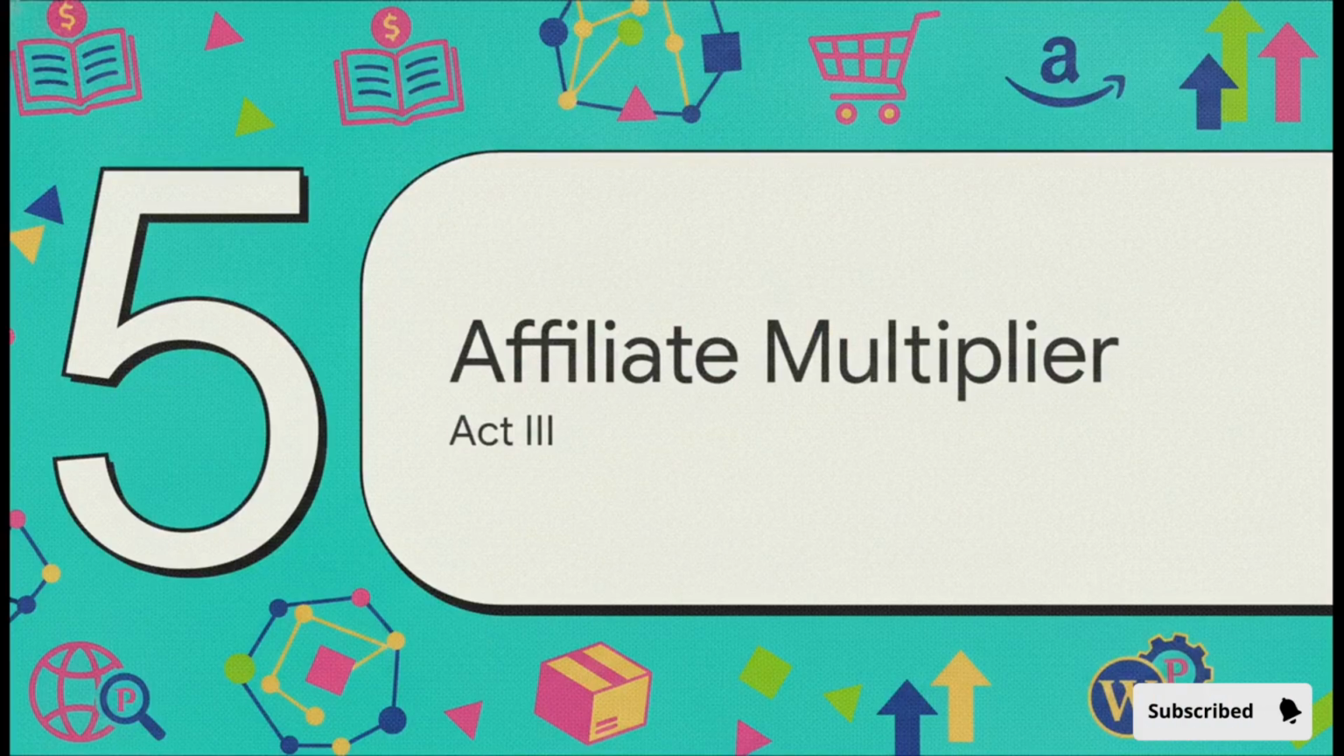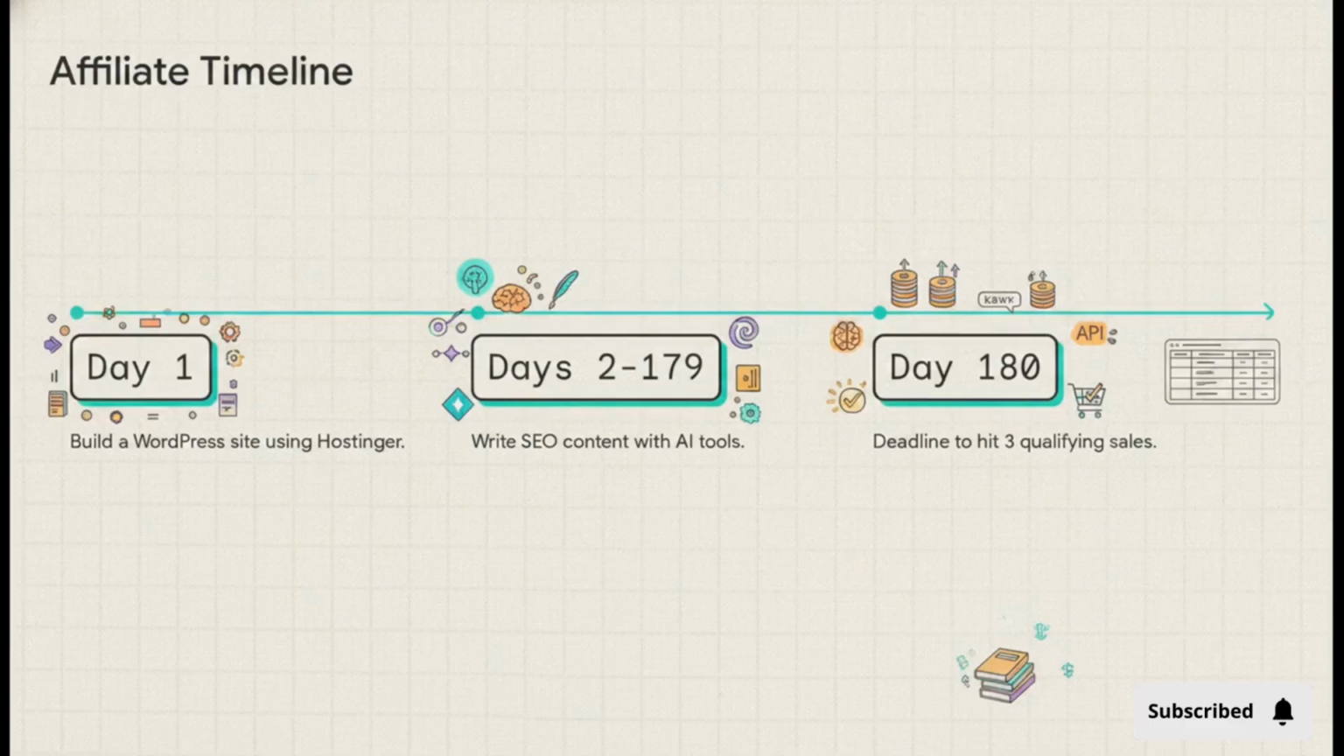Which brings us to section 5, the affiliate marketing multiplier. Okay, so day 1, you can use AI tools to quickly spin up a WordPress affiliate site on Hostinger. Easy enough. But here is the catch. A ticking clock starts immediately. Once you sign up for Amazon Associates, you have exactly 180 days to generate 3 qualifying sales through your links. If you beat this challenge, you unlock full API access.